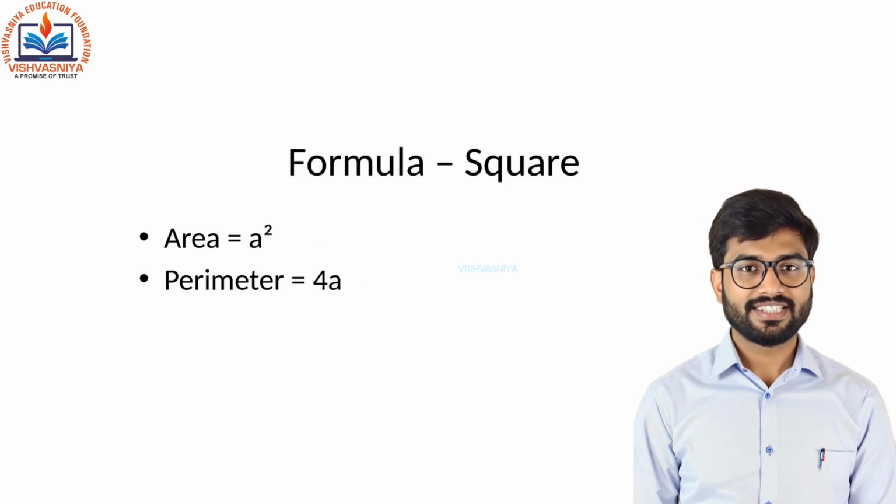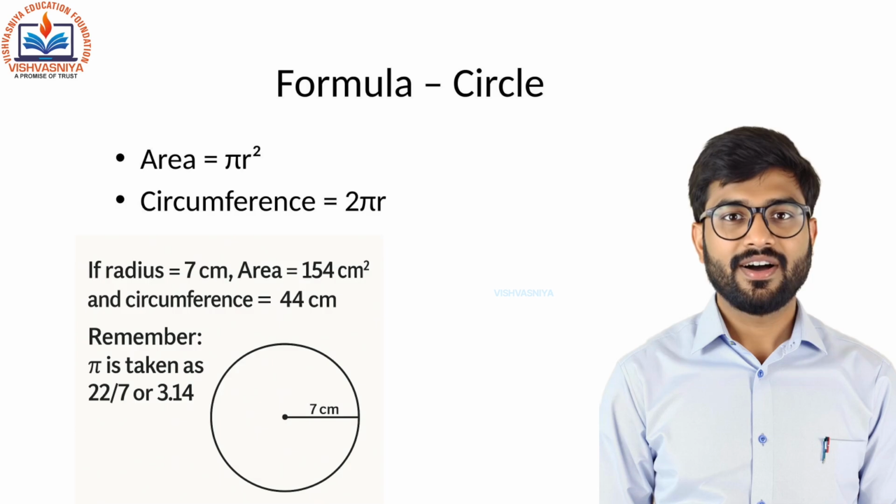A square is a special rectangle with all sides equal. Area is equal to side squared. Perimeter is equal to 4 times side. Example, if side is equal to 6 centimeters, area is equal to 36 square centimeters, perimeter is equal to 24 centimeters. For a circle, area is equal to pi r squared.